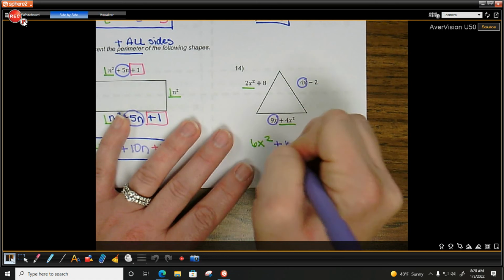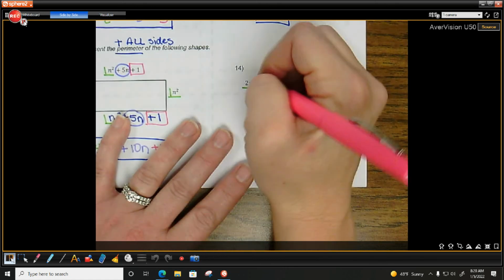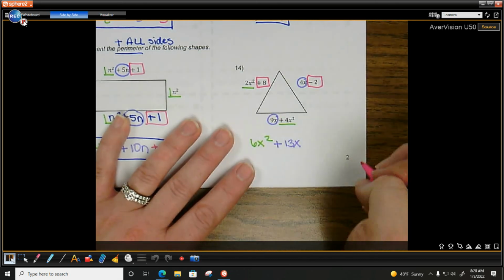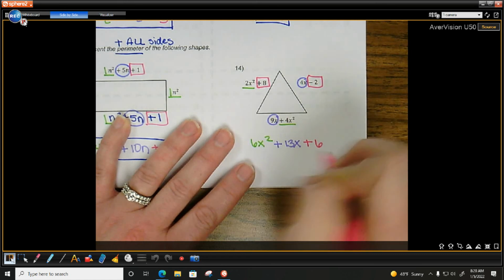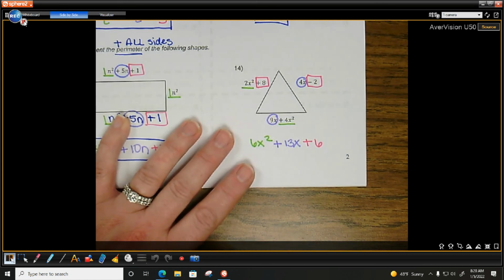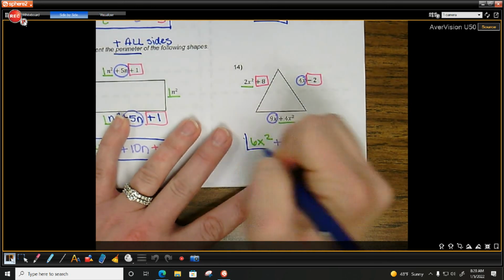And then I have a constant of 8. Do I have another constant? Minus 2. So it's 8 minus 2. So plus 6. We good? We're in the correct order. None of these are like terms. And we are done for the day, guys.